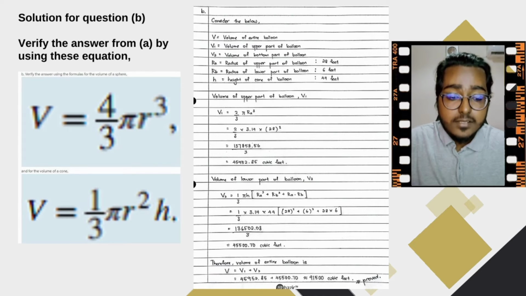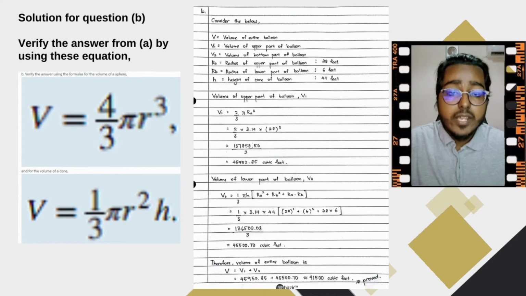By considering this, we can now solve for the volume of the upper part of the balloon, which is V1. The formula used is 2 over 3 pi Ra cubed. By plugging in the information given, we can now solve it, and the answer is 45952.85 cubic feet.